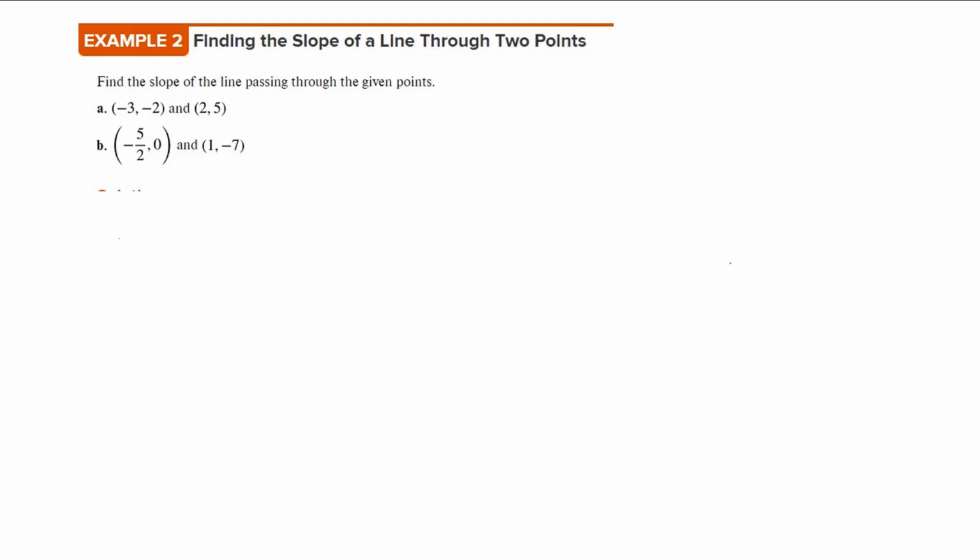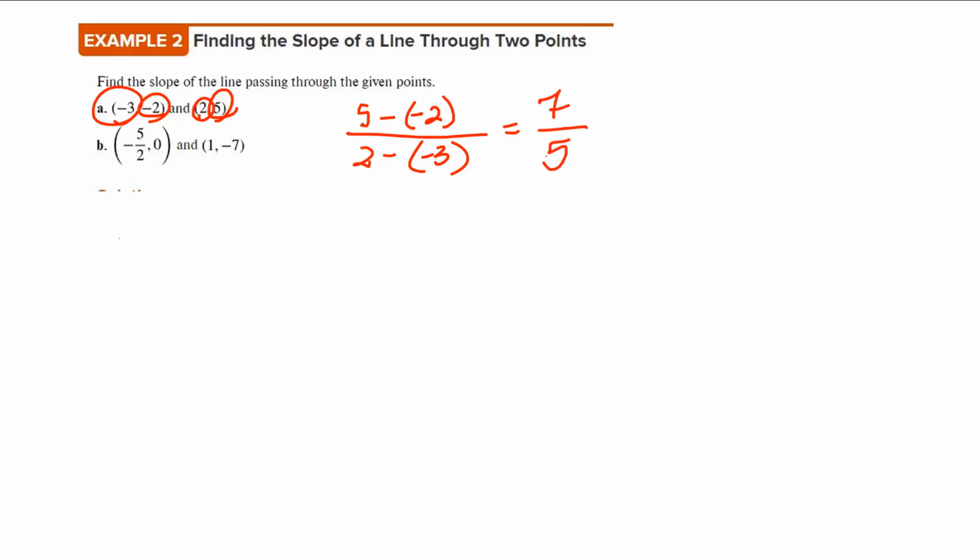If you want to find the slope of a line that goes through 2 points, all you have to do is write that slope formula. So you're going to write the change in the y's. So here we have 5 here, and then we have a negative 2 here. So the change in the y coordinates is 5 minus negative 2. That's in your numerator. And the change in the x coordinates are 2 minus negative 3. And so that's going to be 7 over 5. So that would be the slope of a line through those 2 points.